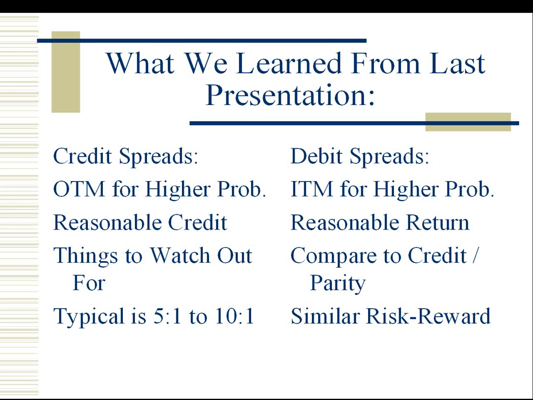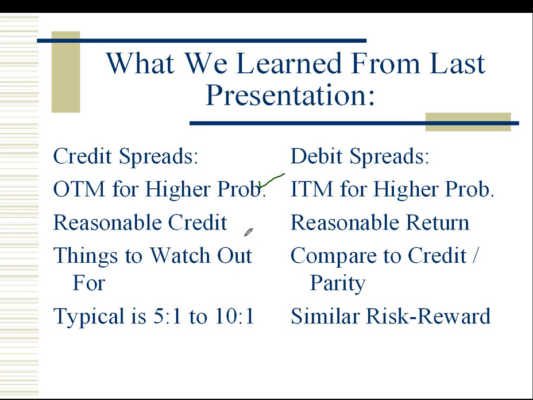In a bull put credit spread, our obligation is we may be forced to buy shares of stock at the short put strike price. In a bear call credit spread, we may be forced to deliver shares of stock we don't own at the short call strike price. So to get that better probability of success, we look to go deeper out of the money.